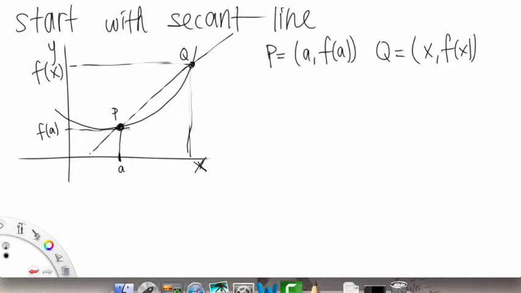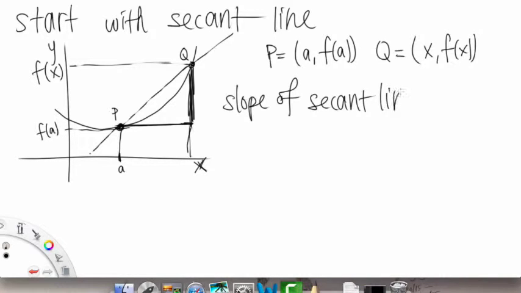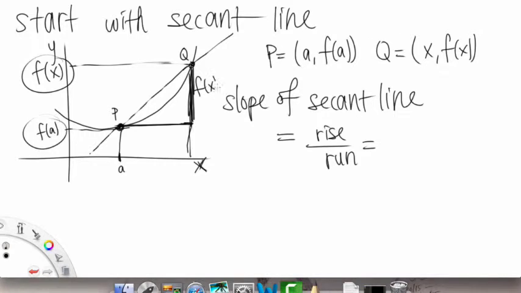Okay, so as you can see, if we make a triangle here to calculate the slope of the secant line, so slope of the secant line is going to be equal to the rise over the run, right? So rise over run is how you calculate any kind of slope. So what is the rise? How much does it go up? So that difference is going to be the top minus the bottom, so f of x minus f of a. Okay, so we'll write that on the top, f of x minus f of a.